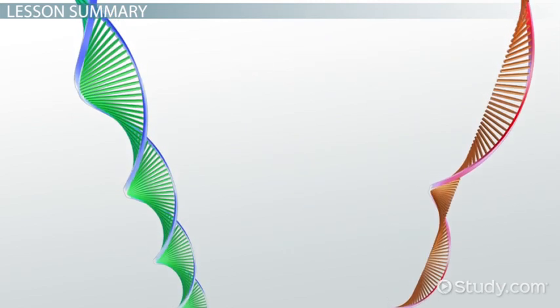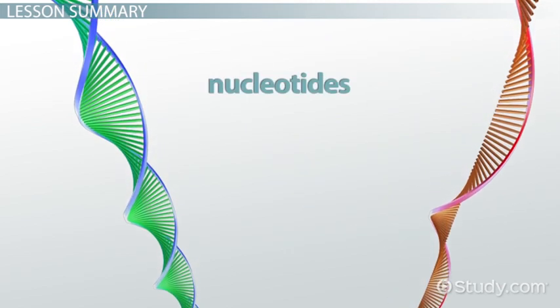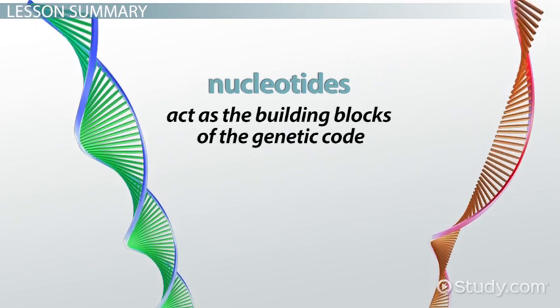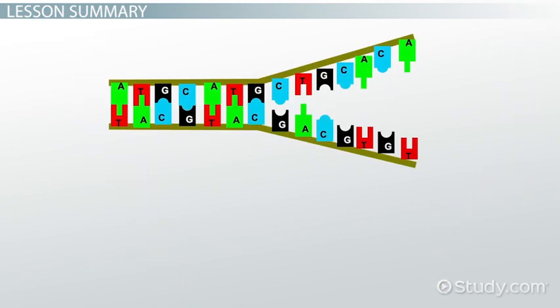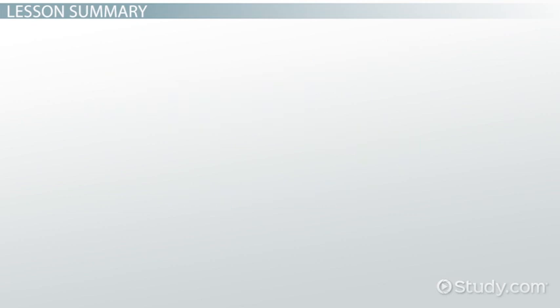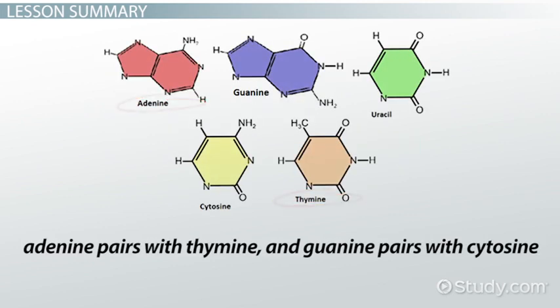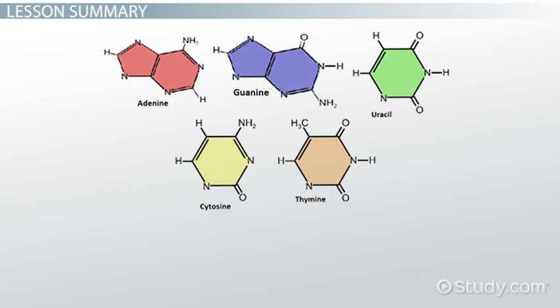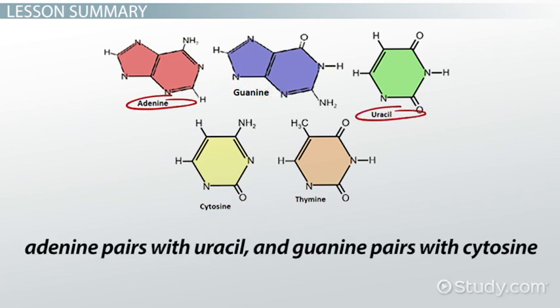Let's review. Both DNA and RNA are made up of certain nucleotides that act as the building blocks of the genetic code. Each nucleotide has another complementary nucleotide that it pairs with. In DNA, adenine pairs with thymine and guanine pairs with cytosine. In RNA, adenine pairs with uracil and guanine pairs with cytosine.